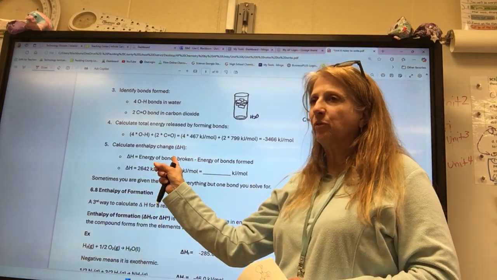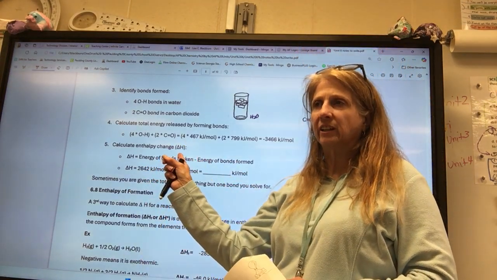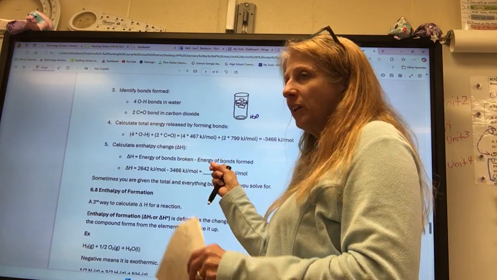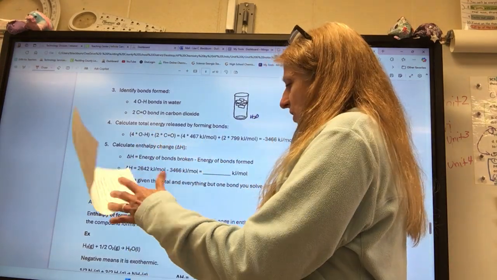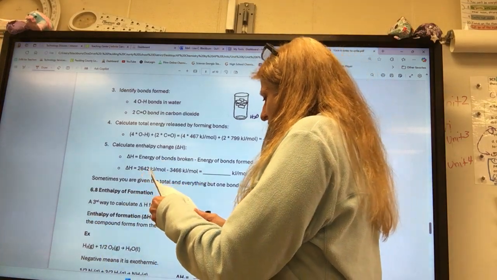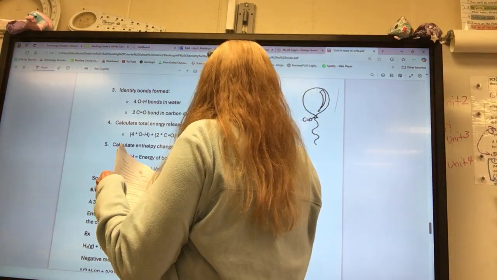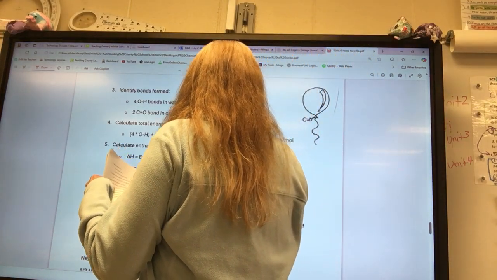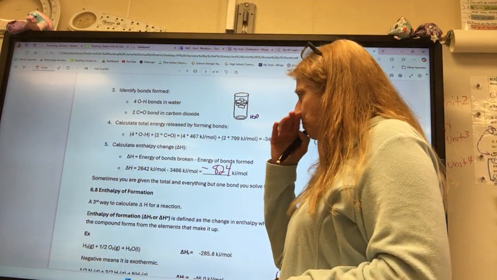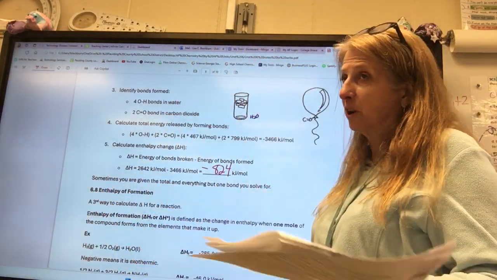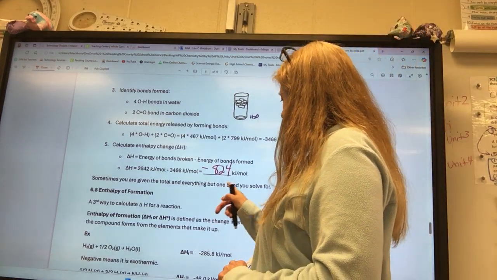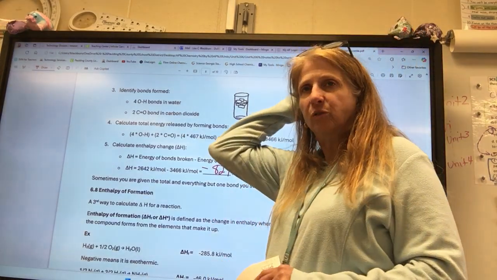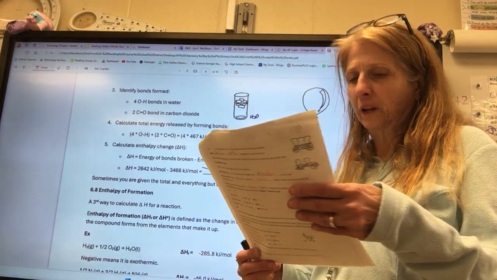And I think they give you that formula on your AP sheet. Yes? You don't even have to memorize it. You just subtract, and let's see what I got. I got negative 824, which means it's exothermic, which makes sense, burning methane would be exothermic. Sometimes you're given the total and everything but 1 bond, and you have to solve for it. Just put it in the formula.